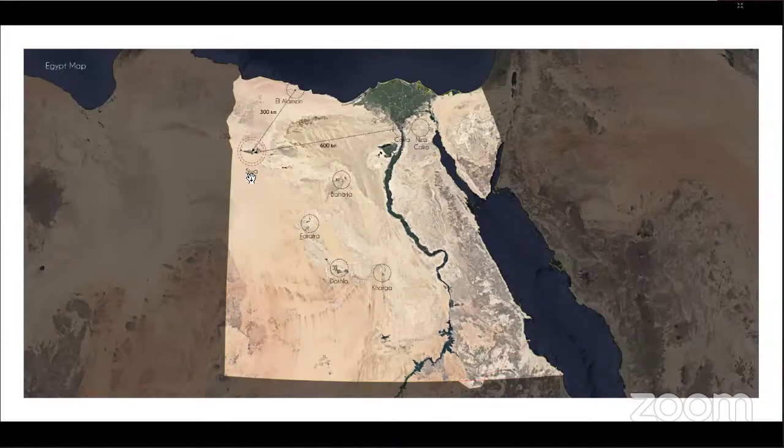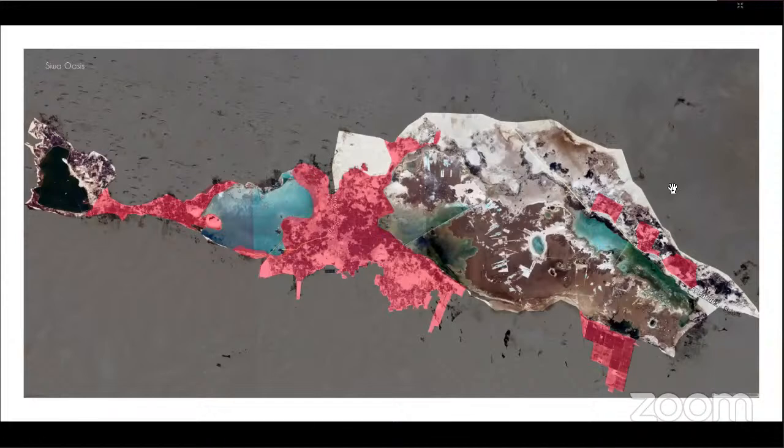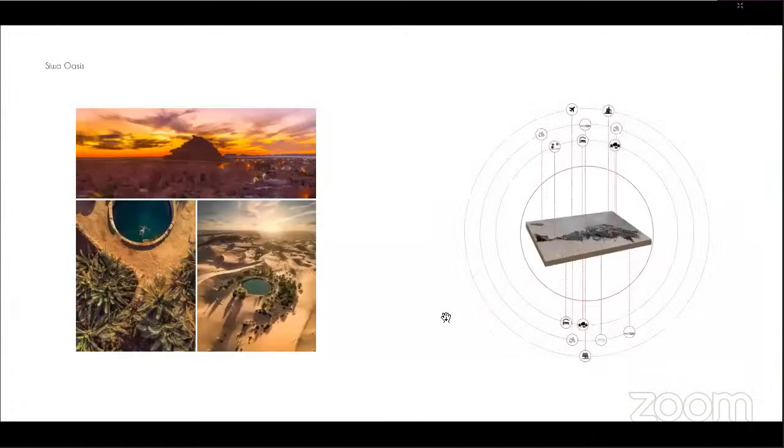So I started zooming into my location, which is Siwa Oasis. It's in the middle of the Western Desert, 600 kilometers from Cairo and 300 kilometers from Al Alamein, the nearest big city. It's literally in the biggest sand sea in the world, which starts from Egypt and goes to Morocco. Then this is a photo of the oasis itself. It consists of two big lakes, and the city is in the middle.